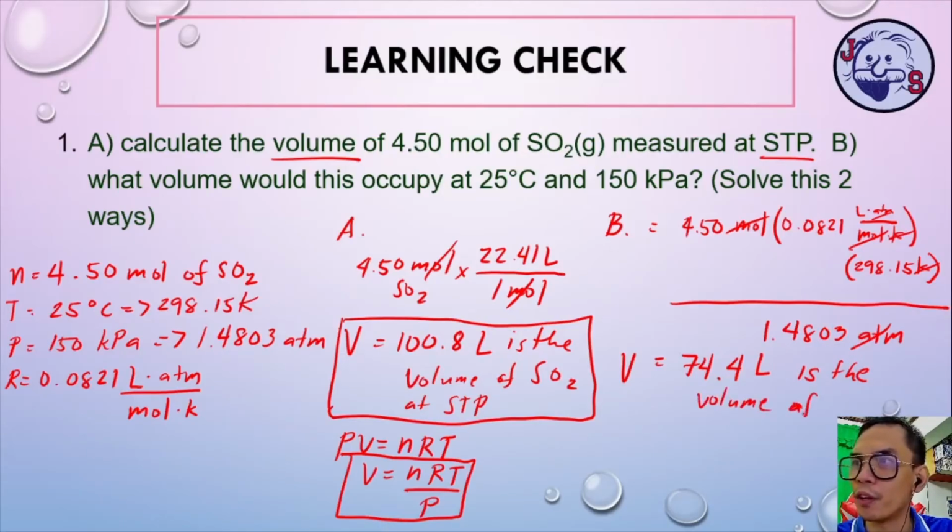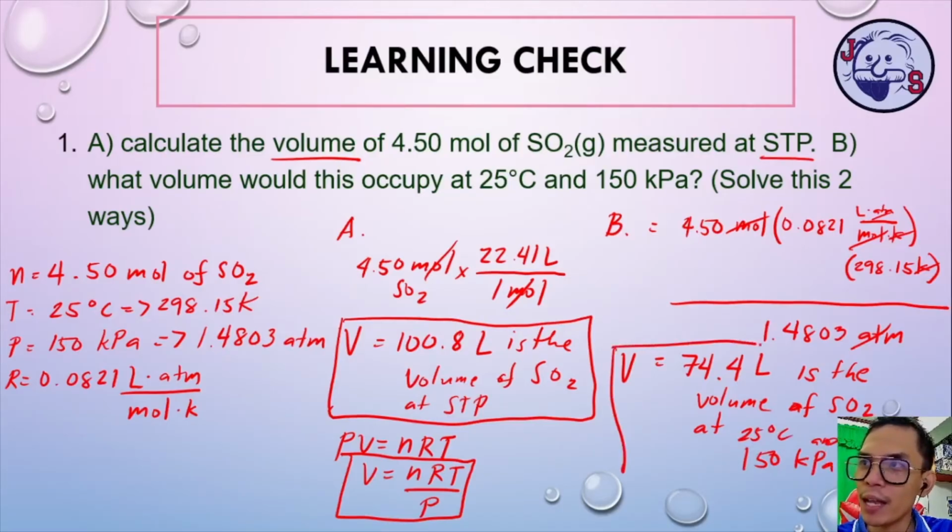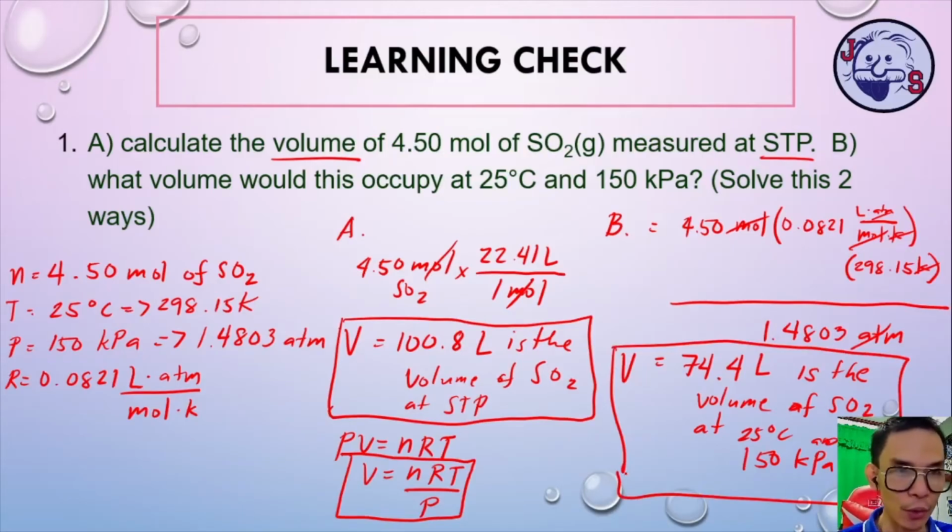It is the volume of SO2 at 25 degrees Celsius and 150 kPa. So that is the final and complete answer. If I can do it, you can do it as well. Let me know in the comment section if you got the same answer as mine. So this is the second sample problem.